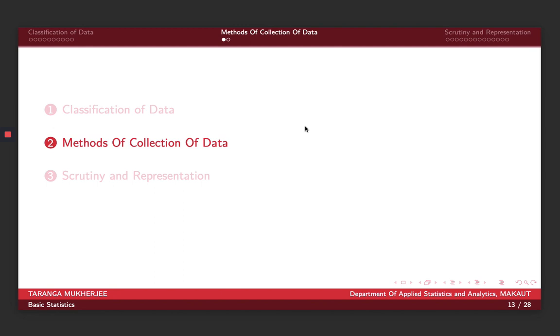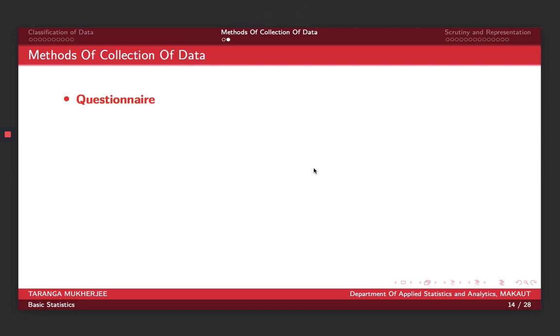Okay, so already we have classified that according to the collection of data, this can be of two types, namely primary data, which is collected directly from the field of inquiry, and secondary data, which is collected from some secondary sources. Now, today we'll discuss how to collect primary data, how to collect data from the field. So the methods would be discussed in this session.